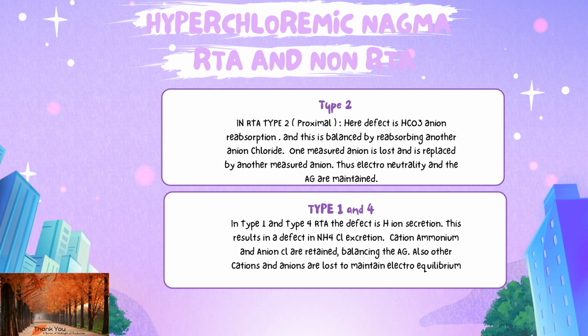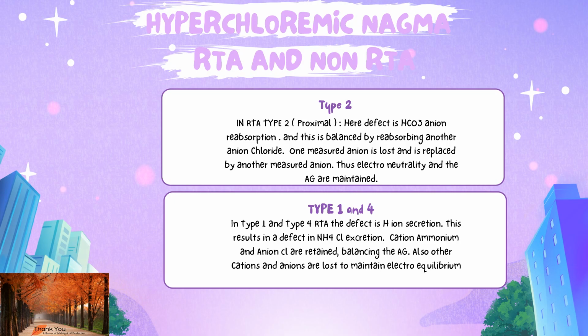Moving on to the hypochloremic NAGMA. Hypochloremic because when one measured anion is lost, another measured anion will take its place. Here bicarbonate is lost and chloride is retained. Hence hypochloremic NAGMA. Broadly speaking, NAGMA is divided into RTA and non-RTAs. Non-RTAs are pretty straightforward: bicarbonate loss in the urine, thereby blood becoming acidotic.